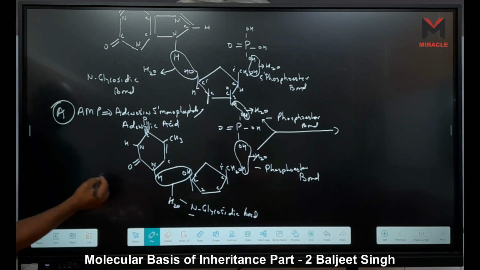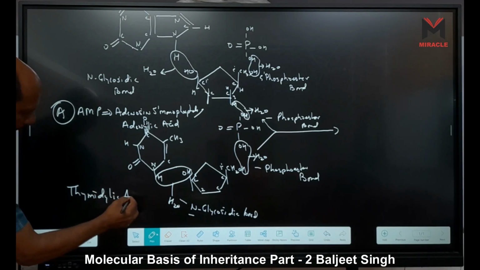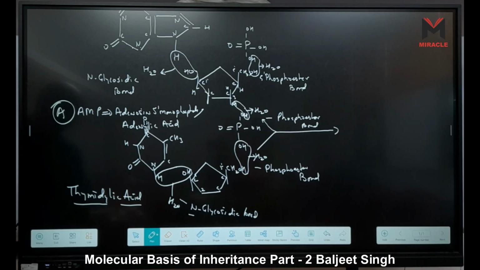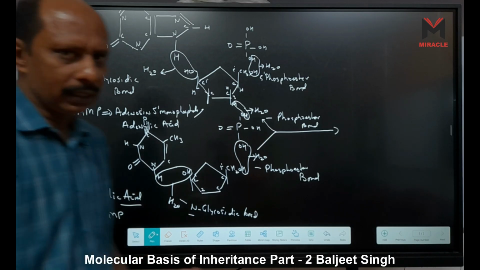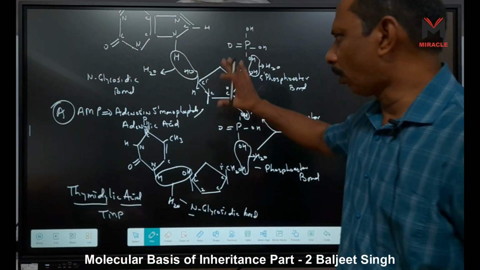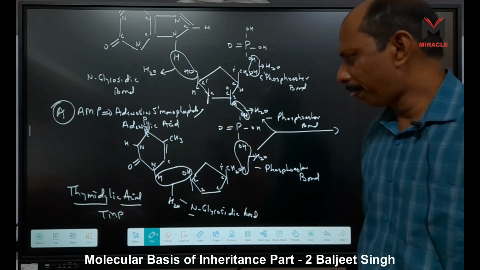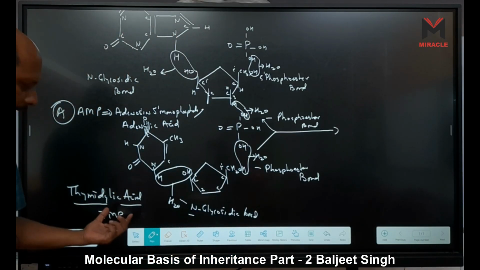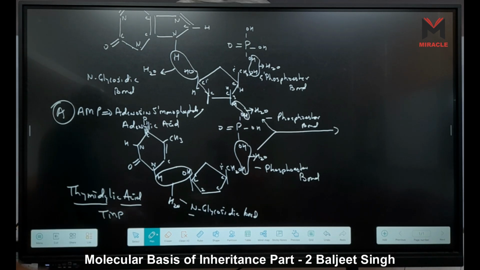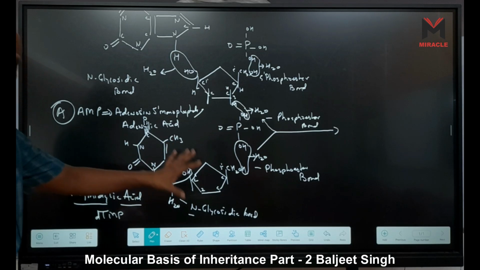Now it is thymidylic acid, or it is also called TMP. Thymidylic acid, because you understand this one is not an RNA, it is a DNA strand, because thymine is absent in RNA. You understand, right? So it is also called TMP. TMP means what? Thymidine 5-monophosphate, right? Deoxythymidine, we should write this one deoxythymidine. Why? Because it is a DNA. Because thymine is present in DNA.